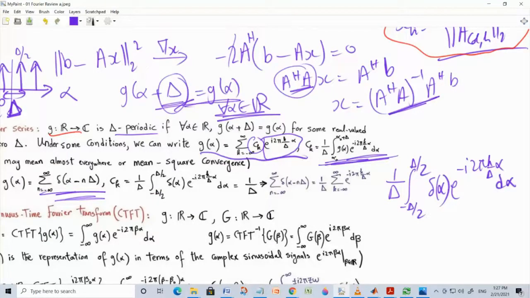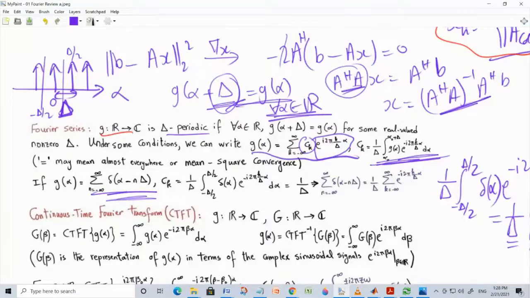And by the rules of the Dirac delta, if it's coupled with a function under the integral sign, and the function is continuous at 0, this Dirac delta evaluates the function at 0. So this will be 1 over delta e to the 0, which is 1. So it is 1 over delta, which is a result that does not depend on k. So if you apply the formula for the Fourier series coefficients to the Dirac delta, you will get a constant that does not depend on k. It is always 1 over big delta.